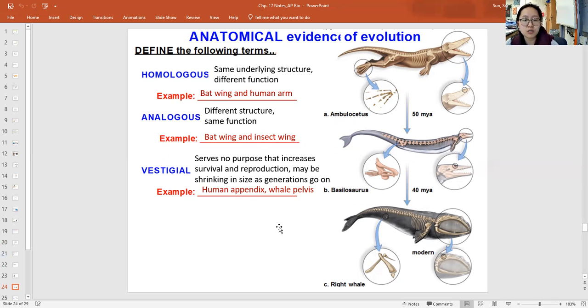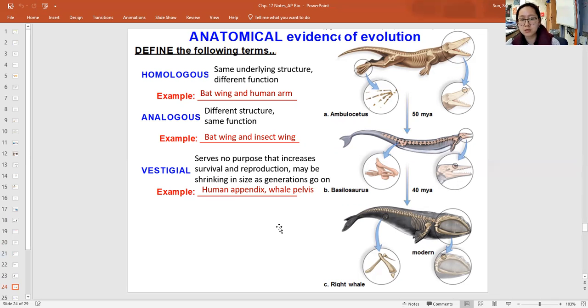And lastly, vestigial structures are structures that serve no purpose currently to increase survival and reproduction, but they most likely did in the ancestor or the common ancestor. So over time, they're becoming less used. And so having a large functioning version of that organ or structure is no longer going to be the reason why an animal survives and reproduces. So smaller ones become more and more prevalent, and maybe slowly they will just disappear off the body of the organism.